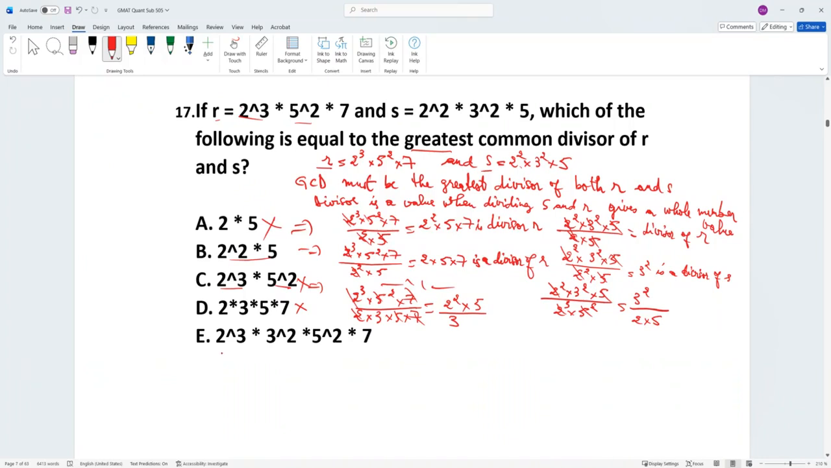And this one here as well, we clearly see that this is not a divisor of R because of this value here, 3, because here we don't have 3. So if we divide it, 3 is going to remain as a denominator. So this is not. So the answer is this one, because it's the greatest common divisor.